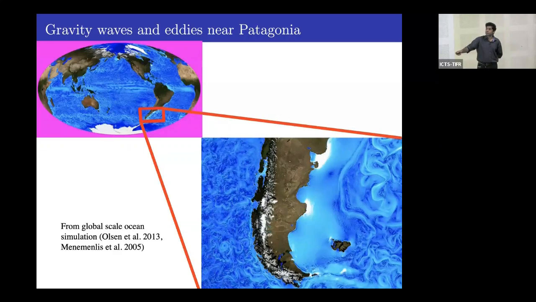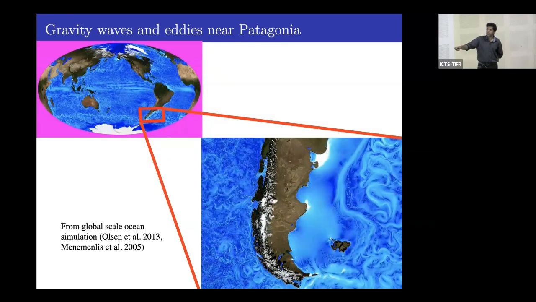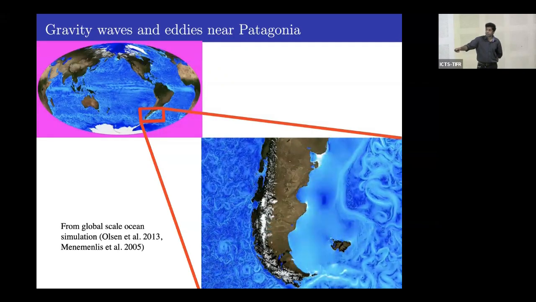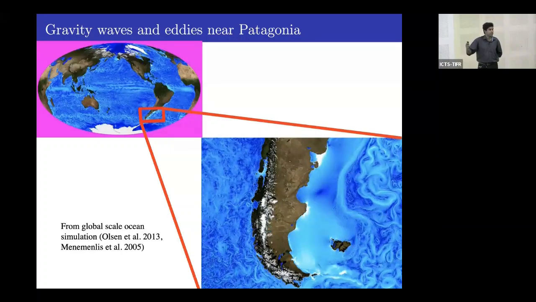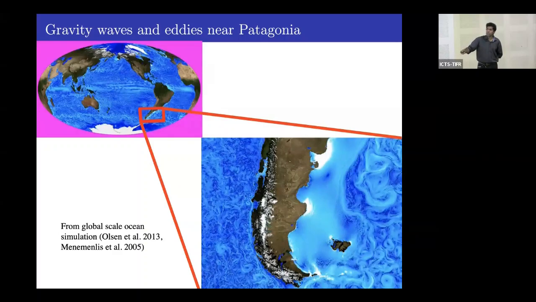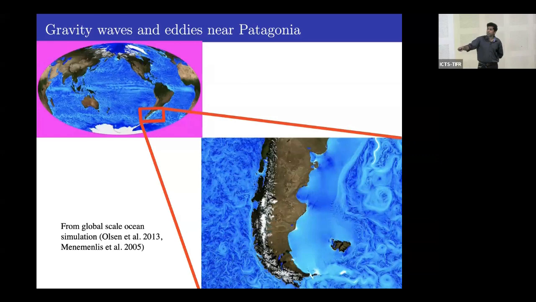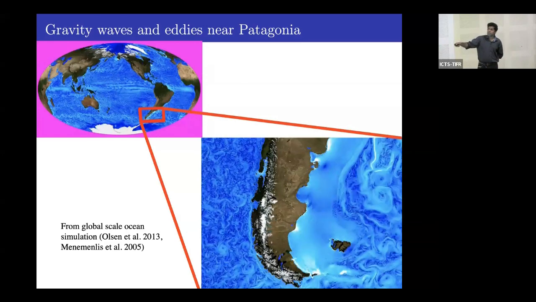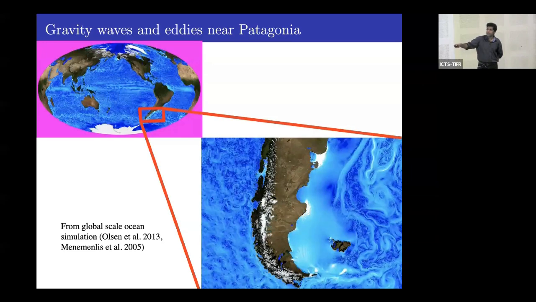Here is a movie that's showing us waves and eddies in a small part of the ocean near the coast. In this movie, you see these fast fluctuations. These correspond to internal gravity waves. In this particular region, they correspond to tides, and you saw similar structures in the second movie that I showed. In the background, you can see this slowly evolving balanced flow. This is the geostrophic and hydrostatic balanced flow, which forms eddies in the ocean.